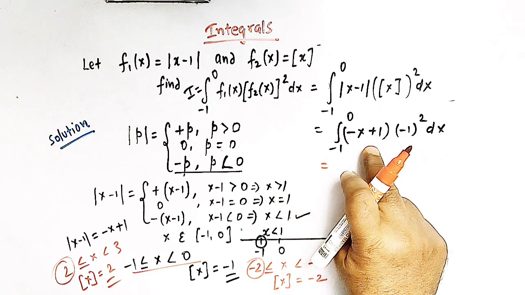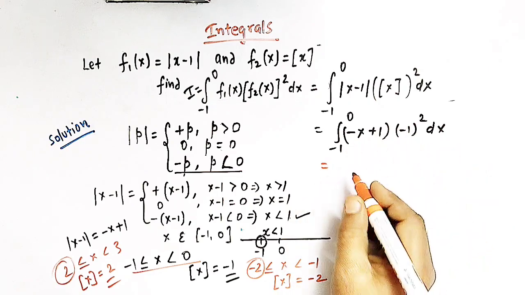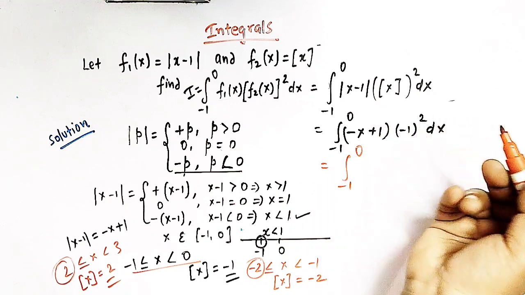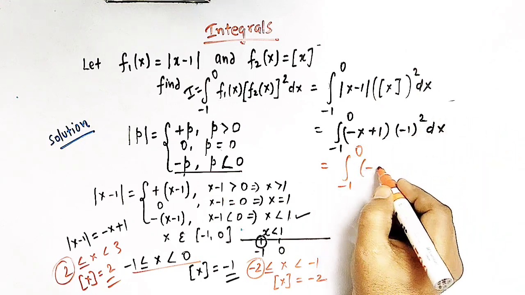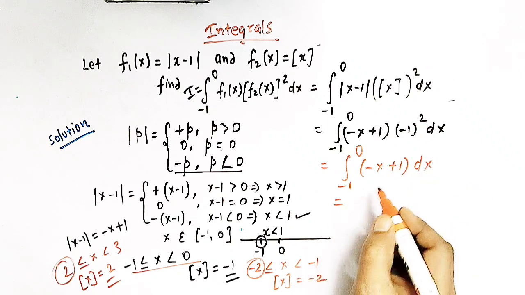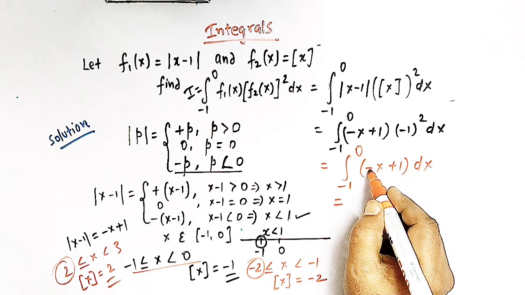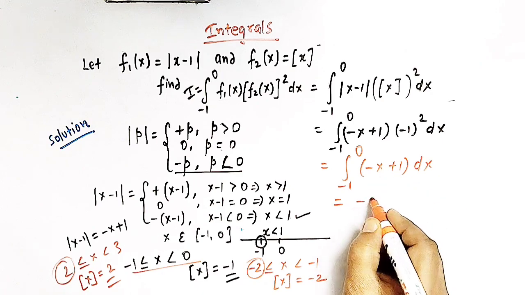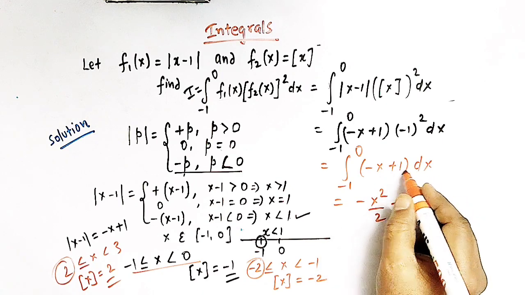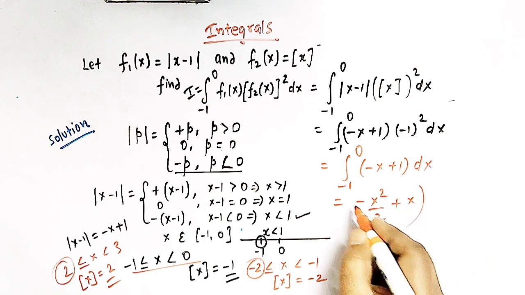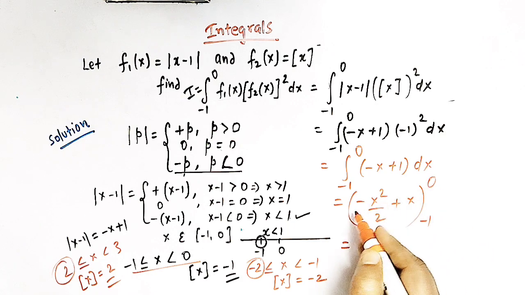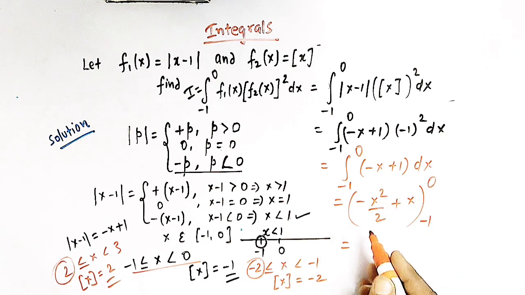So now we can simplify. We have minus 1 to 0. Minus 1 square is positive 1, so we have simply minus x plus 1 and dx. Now the integral of minus x plus 1 is simply minus x square over 2 plus x, and limits are from minus 1 to 0. So let us substitute the limits and we'll take the difference.